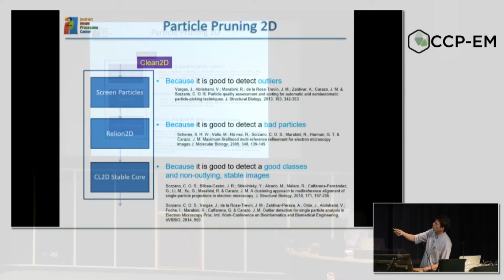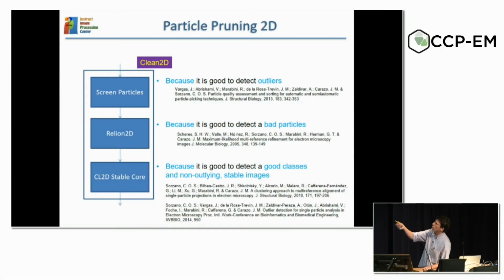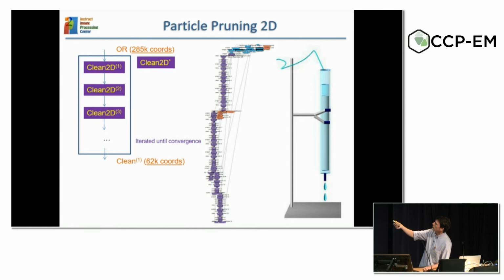So if this is our basic operator now, we may call it clean 2D, you can apply clean 2D many times. So the output of one clean 2D, you clean it again. And at the end, you go from the 300,000 particles to 62,000.